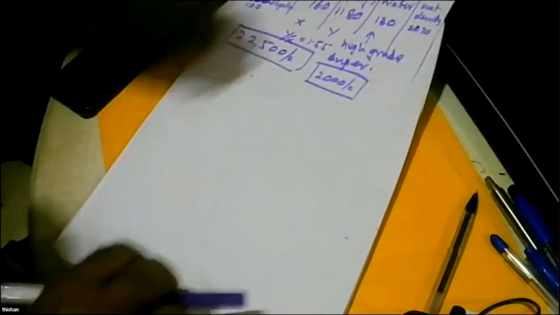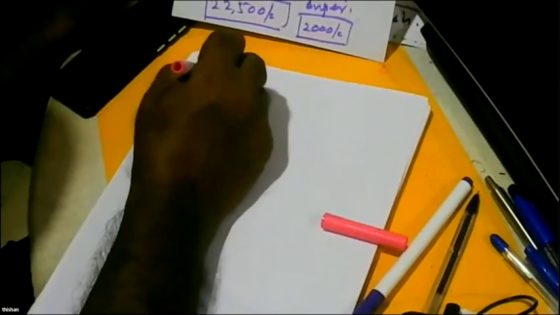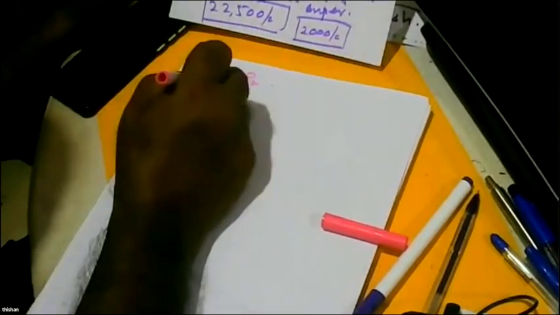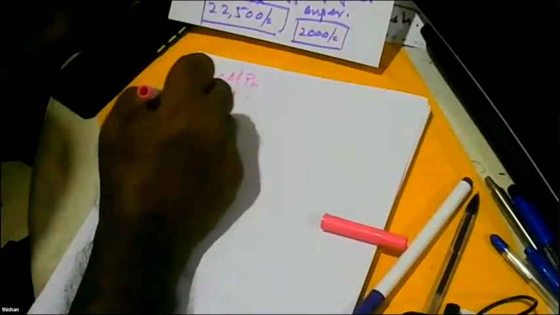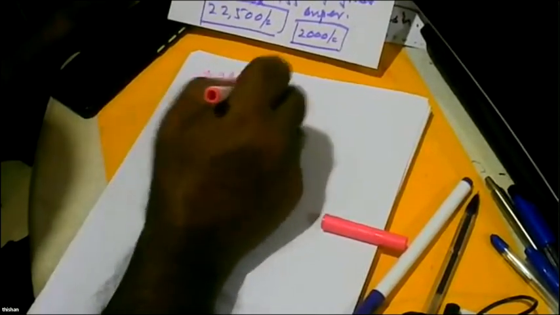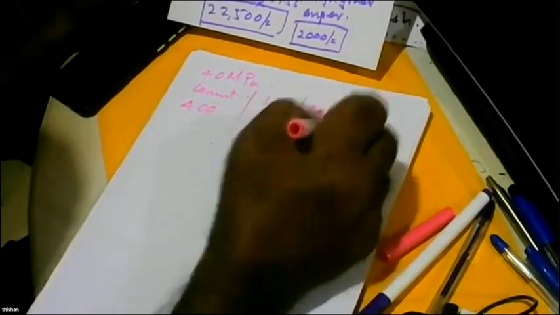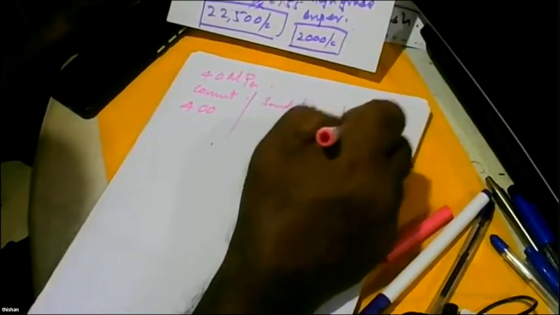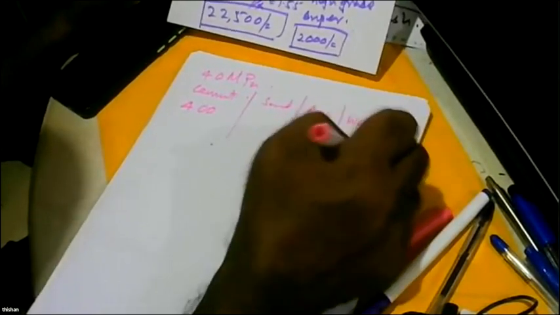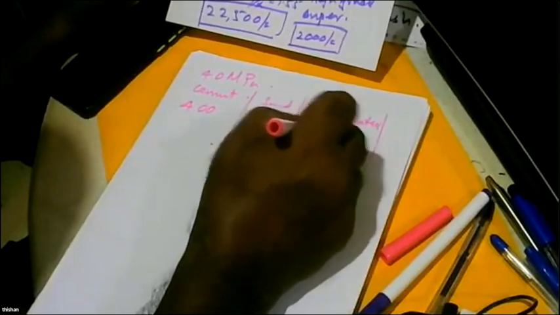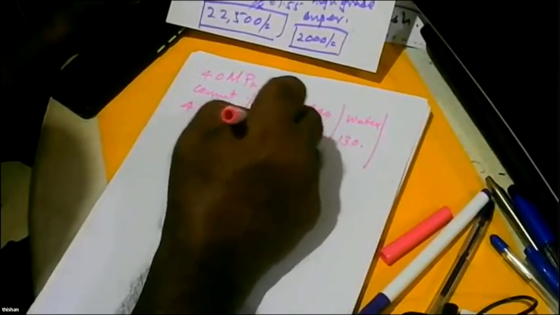Now let's look at the other alternative. If you don't know anything about DEF in a column, what would you do? You want 40 megapascal concrete. Let's say cement 400, sand, aggregate, water 130, and aggregate is 1180, 760.